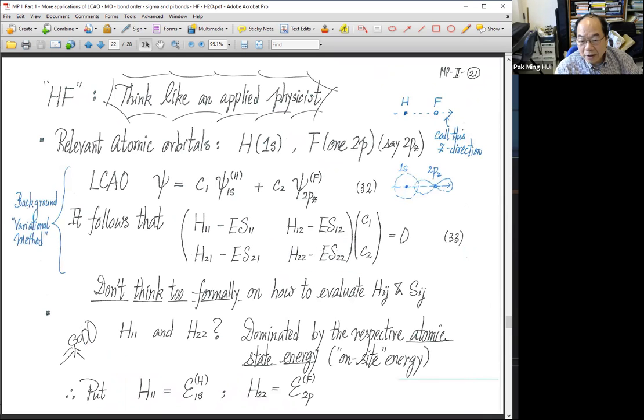The next thing is to argue that S12 in principle is not 0 by definition, but it will not be very big. It is the overlap, only the tail meet in the middle. It's just a tiny number. How about this? Ignore that. That will make life easy. So make them 0. What is left is this crucial thing, H12.